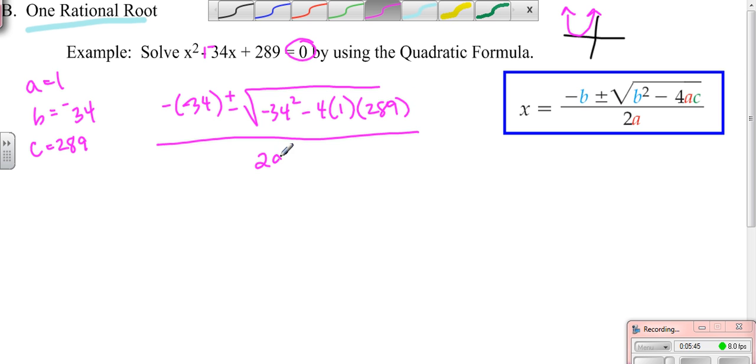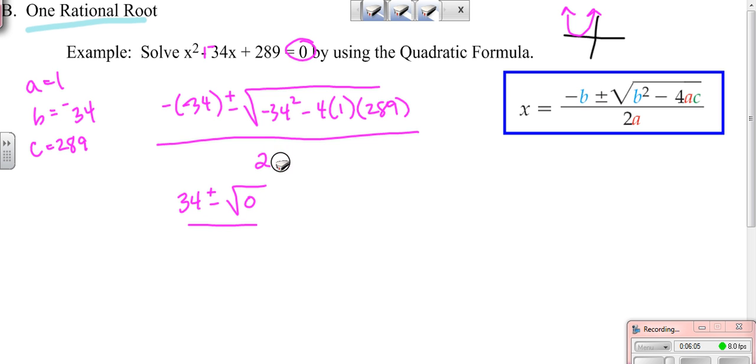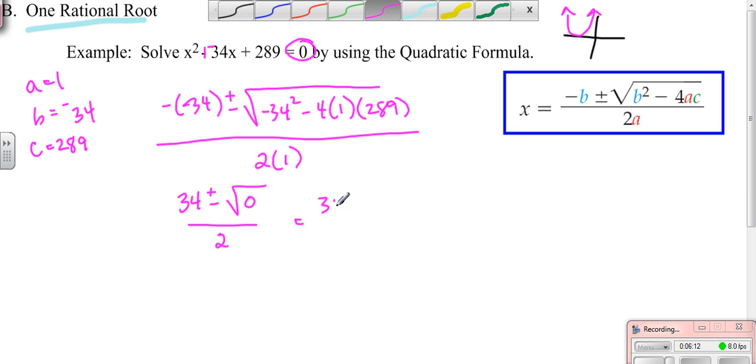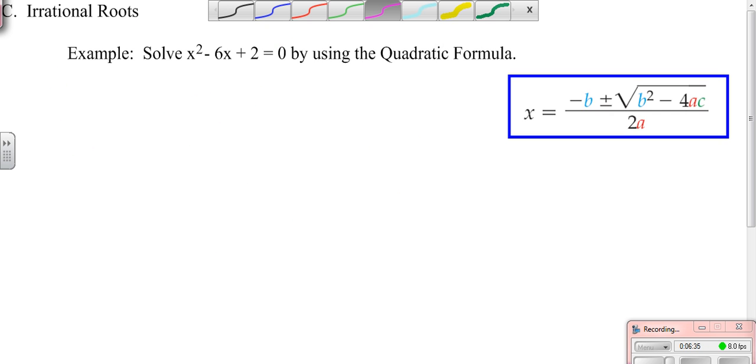all over 2A. What happens when you work that out is I get positive 34 plus or minus the square root of, when you take negative 34 squared and you subtract 4 times 1 times 289, you get 0. That should have been a 34 there. All over 2, which is 34 over 2, because the square root of 0 is 0, which is 17. So we have some sort of open up parabola that touches its vertex, as we know. It's going to touch somewhere out here at 17. So just one solution.